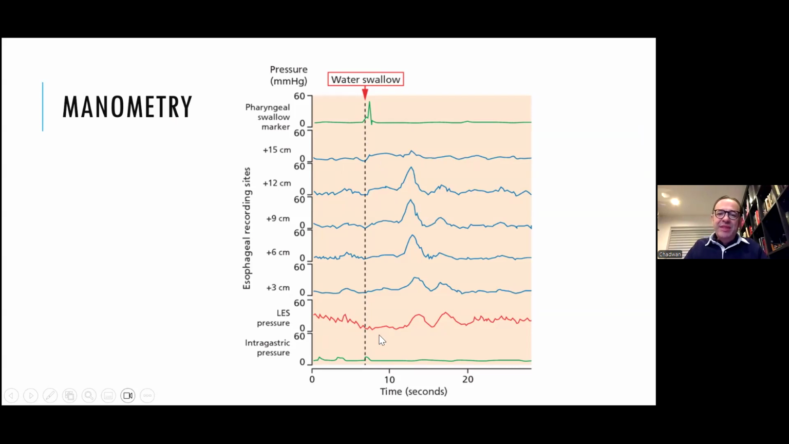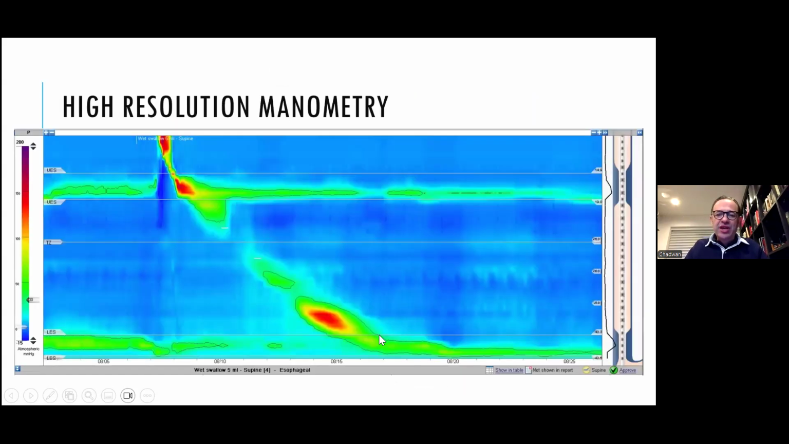So if you take that same thing, but you make it a lot richer data set. So if you have up to 36 sensors rather than every 3 centimeters. So now you have a sensor every centimeter.